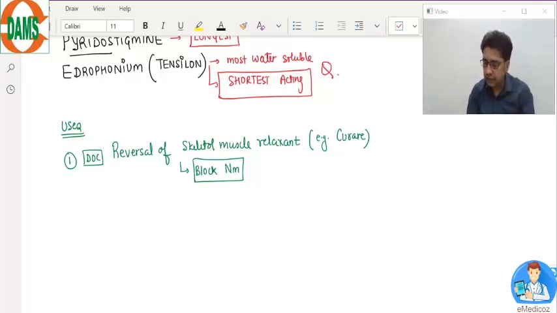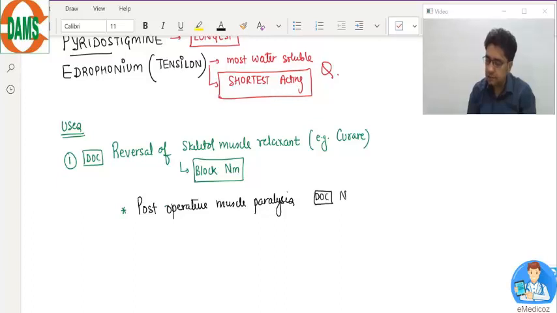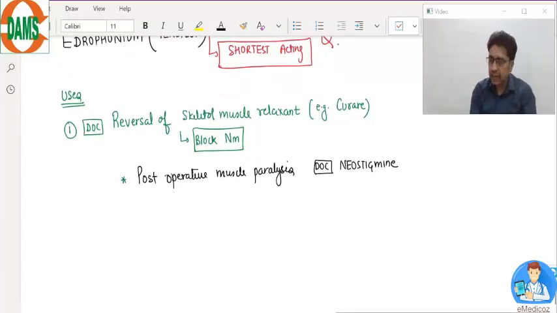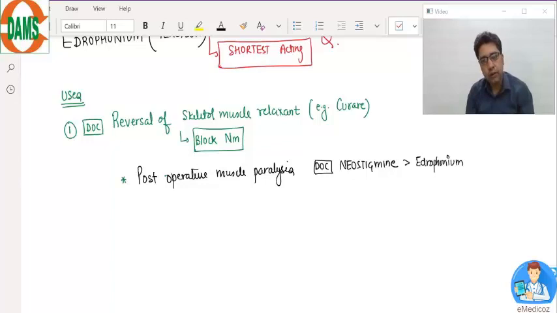Where are curare given? They are given during surgery. During surgery, we give skeletal muscle relaxant so that a person should not move during surgery. So neostigmine is given for post-operative muscle paralysis. To overcome post-operative muscle paralysis, the drug of choice is neostigmine, to overcome the effect of curare. Any other drug you can give? Yes, you can also give edrophonium, but the drug of choice is neostigmine.